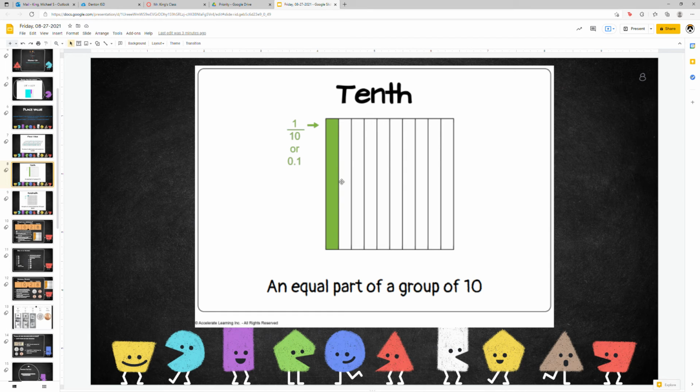If we only have one of those 10 pieces, we have 1/10. As a fraction, that's 1 over 10, but we'll get to that in a later unit. As a decimal, that's 0, decimal point, 1, because we have one of the 10 pieces here. If we had all 10, it would be equal to 1 whole, or a 1 in the ones place.